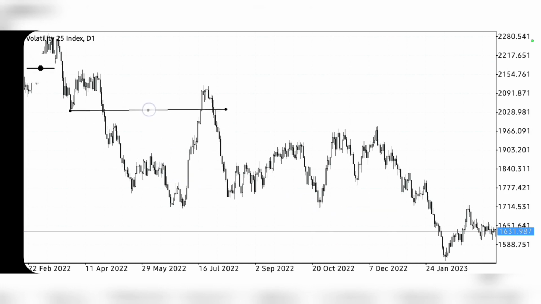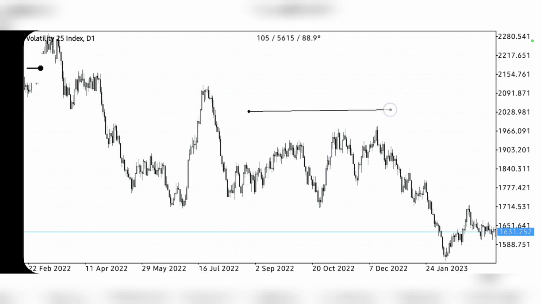You can see we violated this low, we broke it to the downside. We violated this low, we broke it to the downside. We violated this to the downside. The highs are being kept.